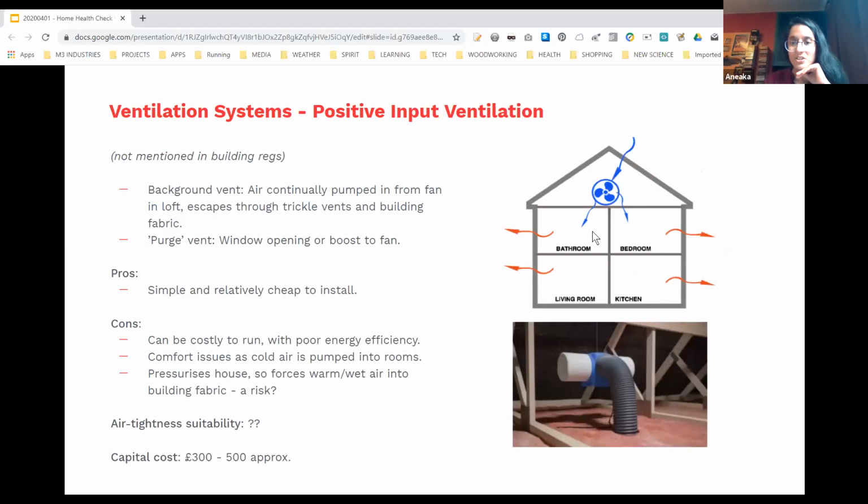Positive input ventilation. So this system involves a fan being placed inside your loft, and it brings air from the outside. I think they sometimes say they put it through a filter. They push it into the house. And the idea is that they pressurize the house, and then warm, moist air can leave through gaps.